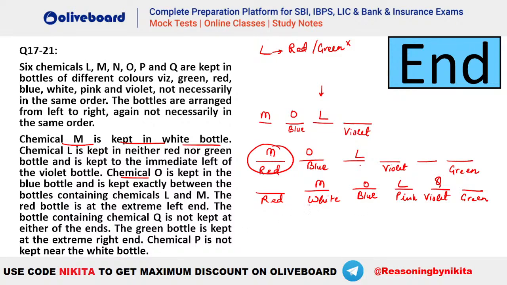P is not near white. So P is not near white. So P has to be this one. Now, which is the only bottle remaining? You can see only N is remaining. So N will be here. Are we clear, everybody? So this will be the final arrangement that you guys should be getting. Everybody clear? Please let me know.